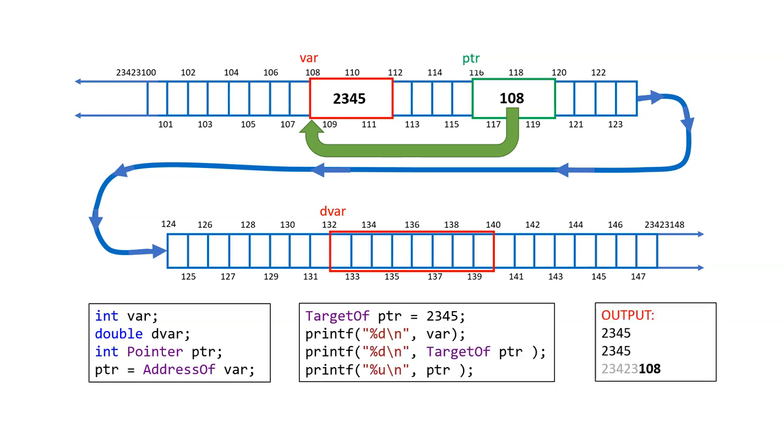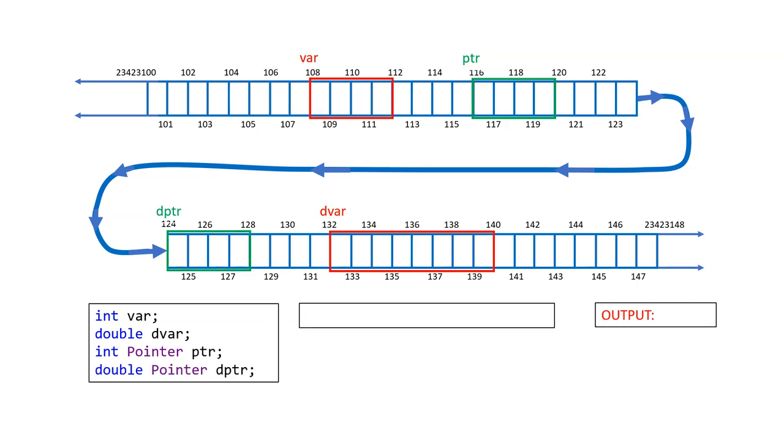Now, if I actually want to point to a double, what I need to do is to actually create a double pointer, let's call it DPTR. Now, as you see, the DPTR and PTR are exactly the same size. They are both addresses. The envelope that goes to a theater and the envelope that goes to your home are the same. The address is the same. It's the target that is different, right?